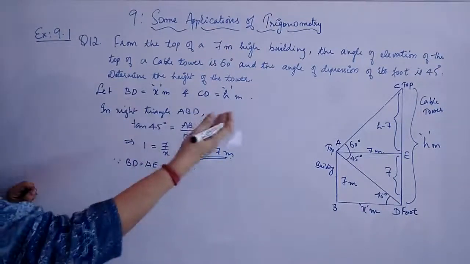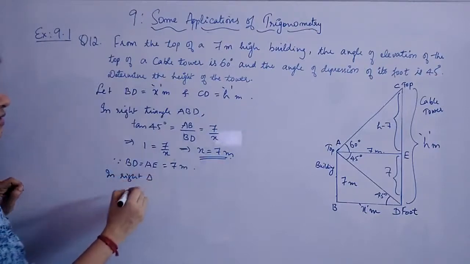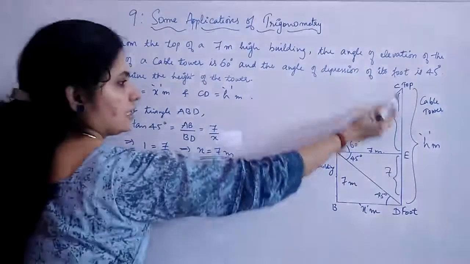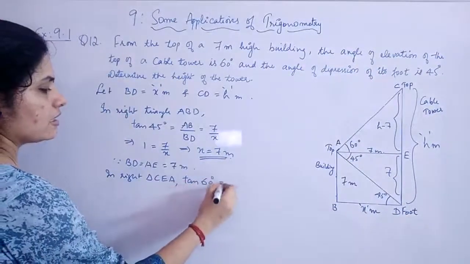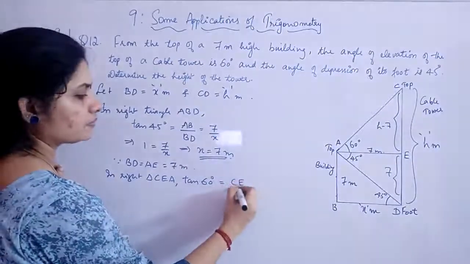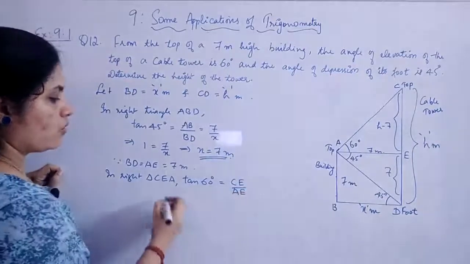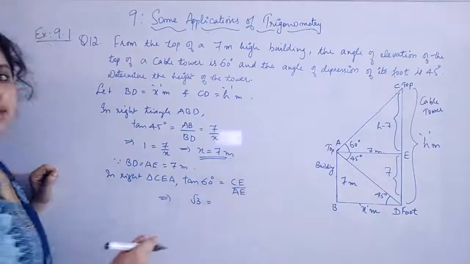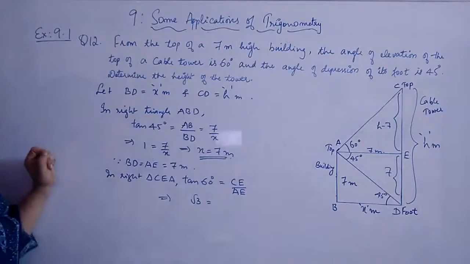Now we'll move to the next triangle, the right triangle CEA. Again we are considering tan 60 degrees. What is tan 60 degrees? The opposite side, which is CE, by AE. Tan 60 degrees is √3. CE is nothing but h minus 7, because CD you have taken as h and ED you got to be 7.